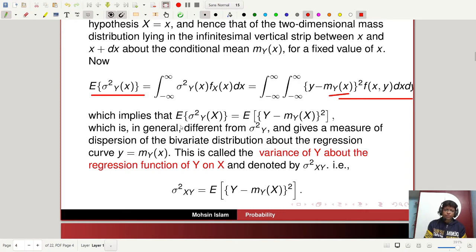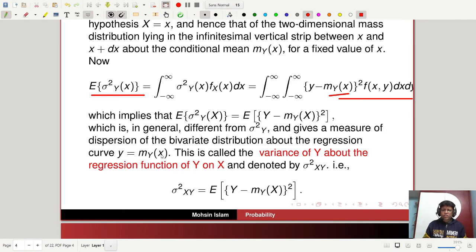Which implies that the expectation of sigma square y|x is nothing but equal to the expectation of (y minus m_y|x) whole square, which is in general different from sigma square y, and gives a measure of dispersion of the bivariate distribution about the regression curve y equal to m_y|x. So the expectation of sigma square y|x gives the measure of how far the data deviate from the regression curve y equal to m_y|x.